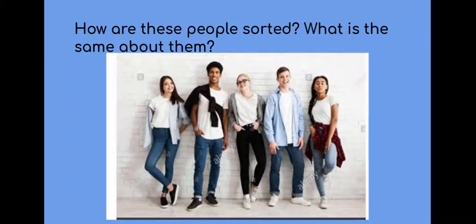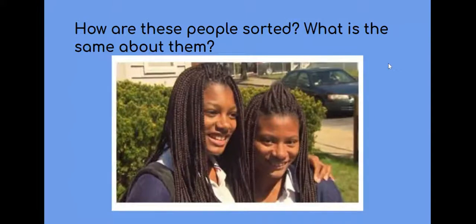So there could be three ways that we could talk about these kids and how they are sorted in this group. They have white shirts, they all wear jeans or denim, and they all have sneakers on. So that's another way that we could sort these people. Let's take a look at my next one. Now I'm taking a look at this picture and I see two people again, just like my first slide did.